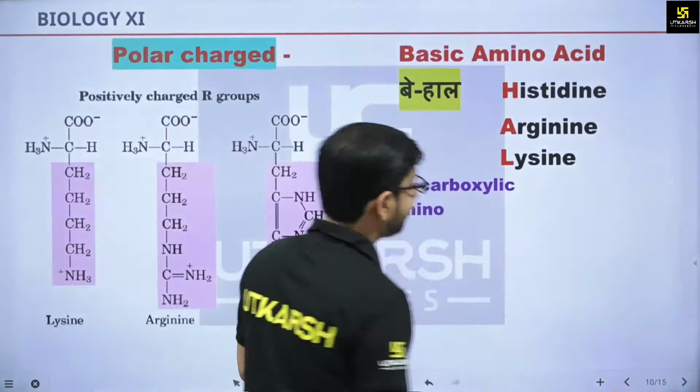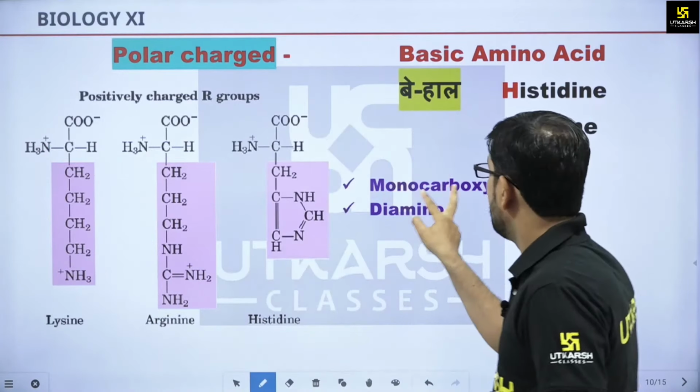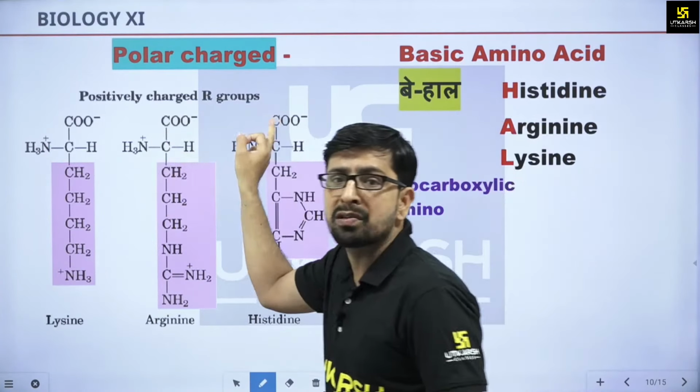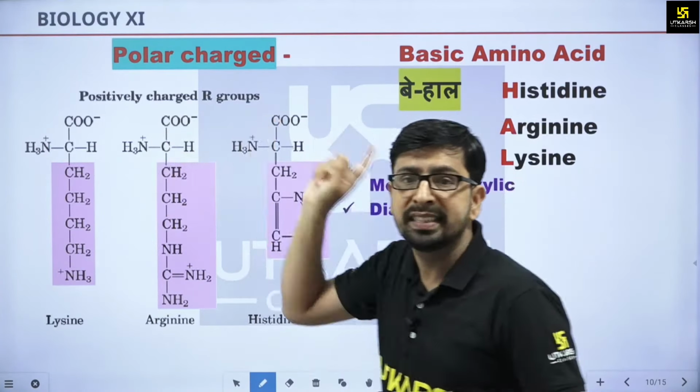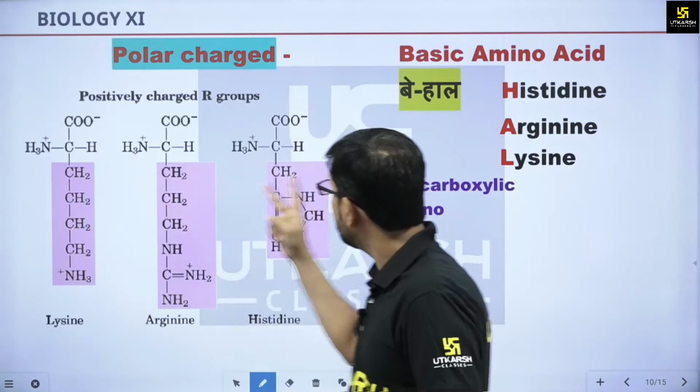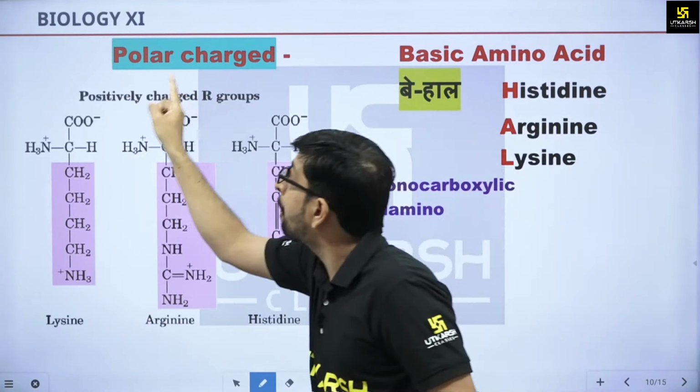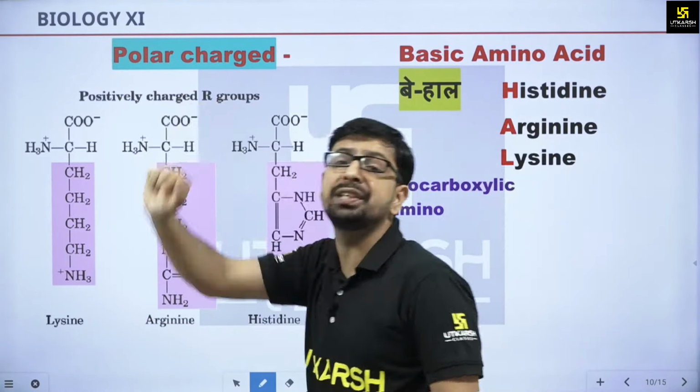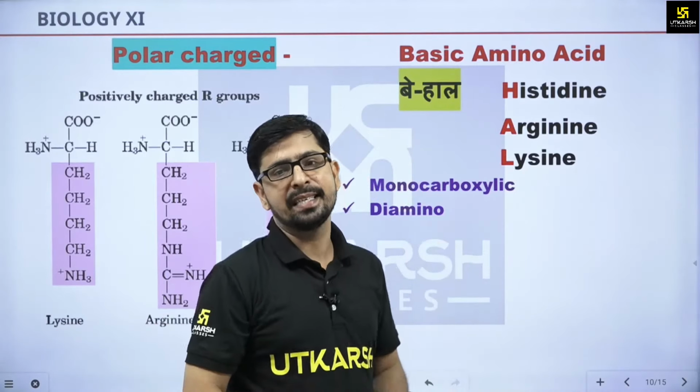Now, very important, basic amino acids. Look at the structure part. Polar charged means positively charged: two amino groups and one carboxyl, monocarboxylic, a single carboxyl group but diamino, two basic groups. Basic groups possess positive charge. They are diamino, so they are positively charged, polar charged. How can you remember these examples?